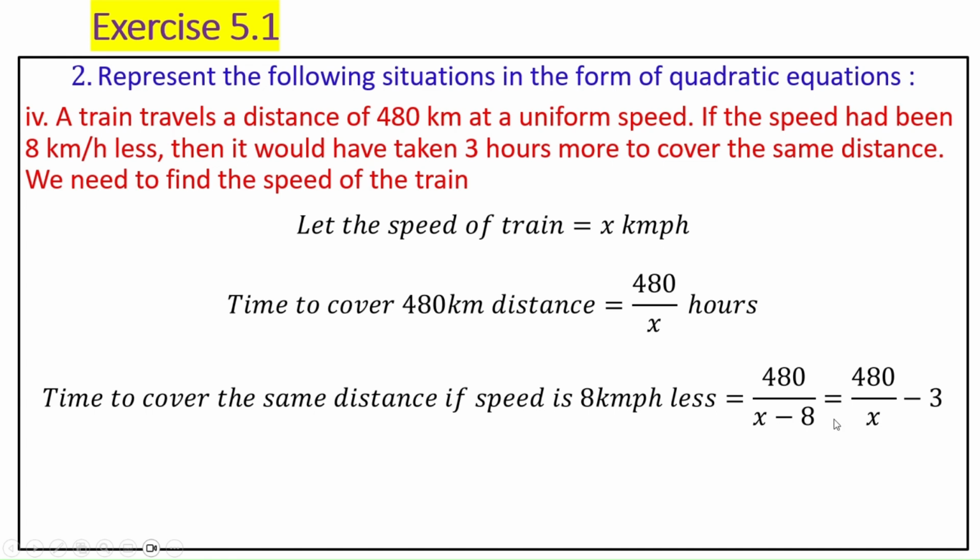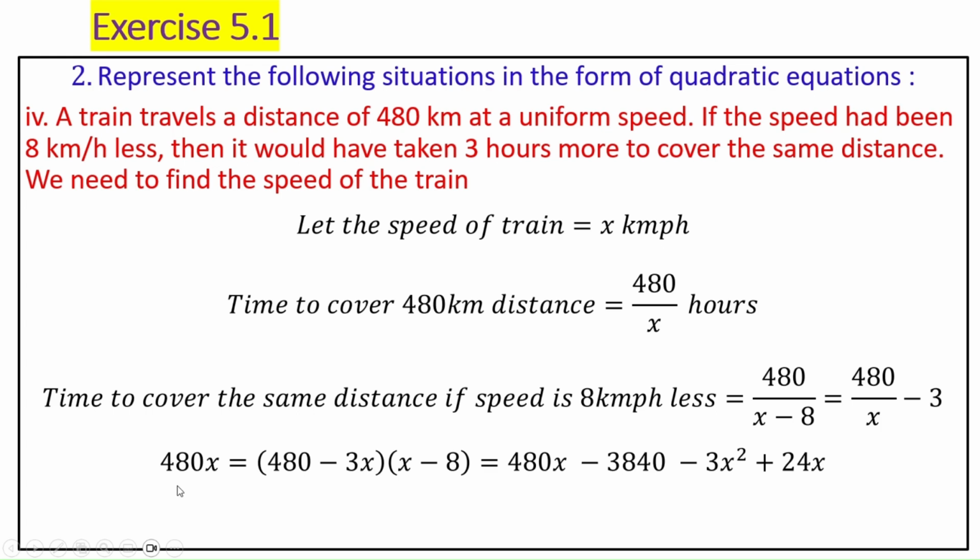Which is equal to 480 by x, minus 3 hours, right? Sorry, it should be plus 3 hours actually. So you simplify, you will get an equation from this expansion. It should be plus 3, so you may get a different value here. But finally you will come up with the correct equation, once you make it plus 3. Okay, next.